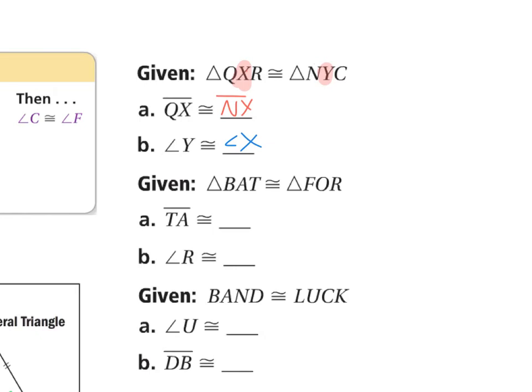Okay, try this one. If you want to pause the video and try it on your own, do it. So the first letter is going to be R. And the second letter is A, so our second letter will be O. So segment TA is congruent to RO. And then the last one, angle R is the last angle, so it'll be congruent to angle T.